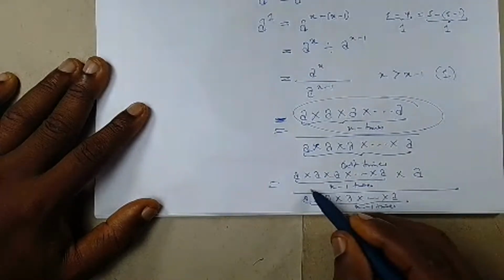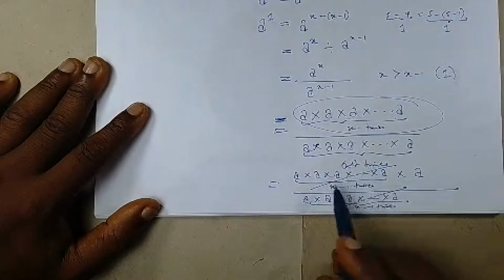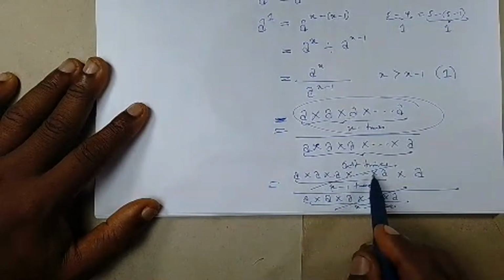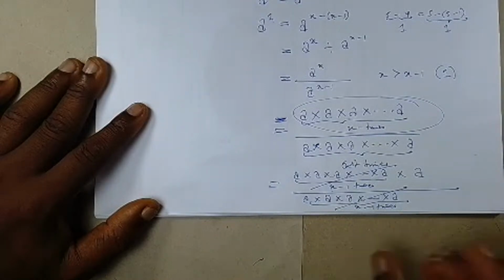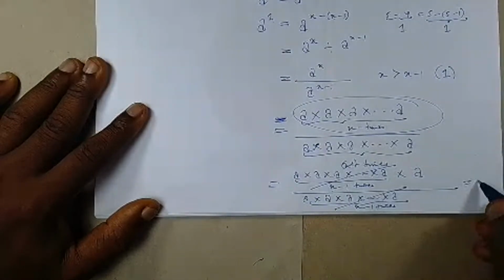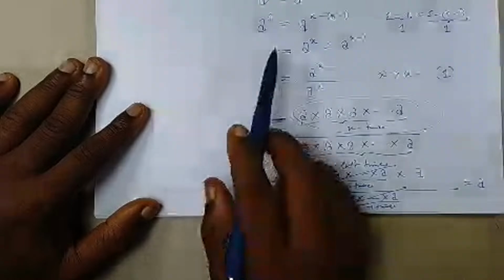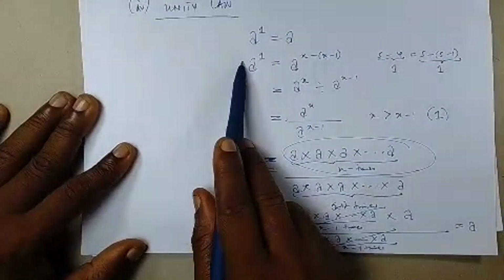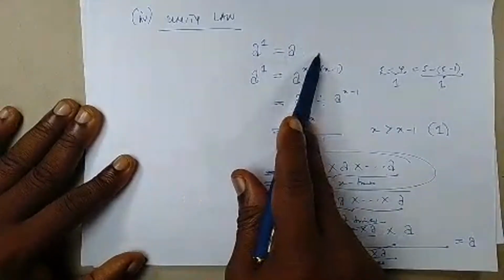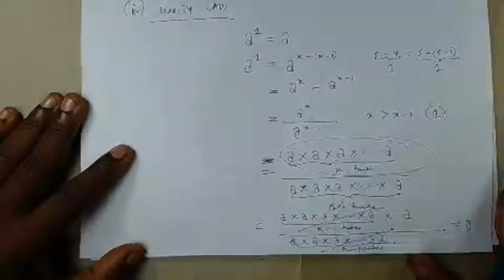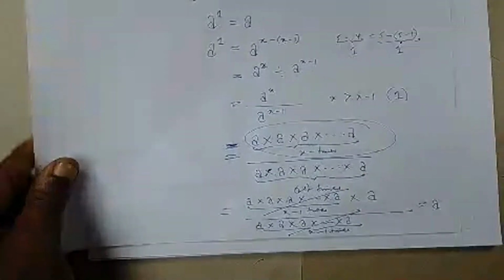And if you look at it, this will cancel this. That is, x minus 1a in the numerator will cancel x minus 1a in the denominator, and it will leave us with a, telling you that a raised to power 1 is truly equal to a, and that proves the fourth law. Now let's move over to the fifth law.